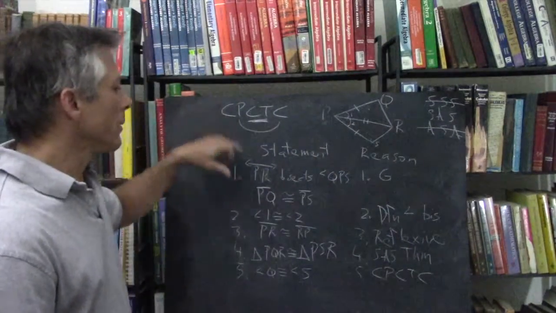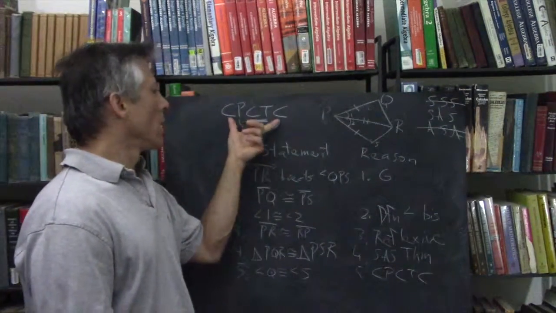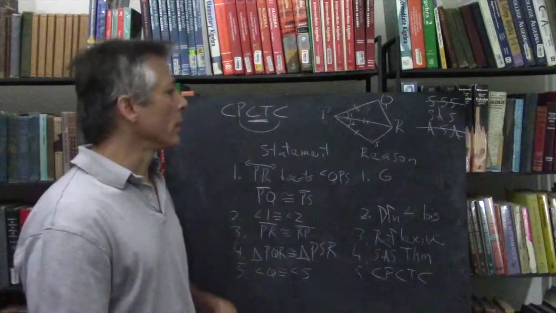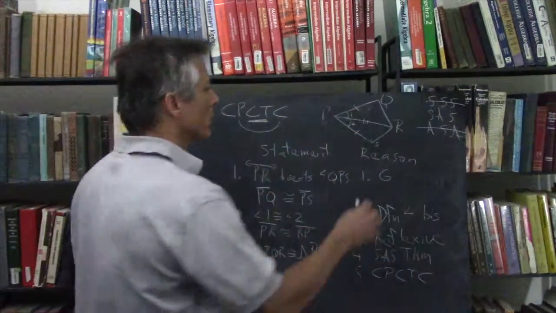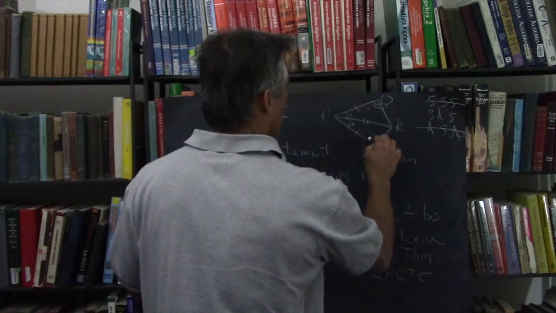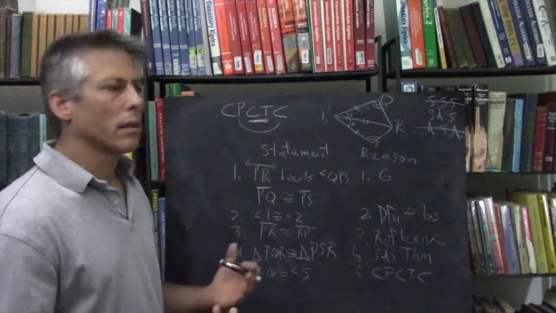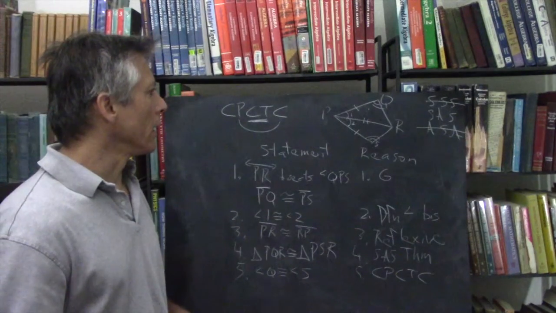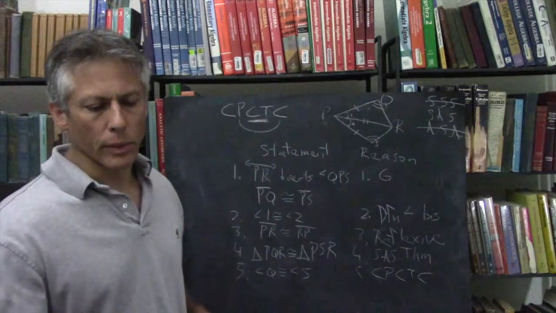And we call that CPCTC. Because when you have congruent triangles, then the parts of the triangles will be congruent, the corresponding parts. So angle Q is congruent to angle S. Okay. You might have to study that, rewind this and go over it again in case it didn't sink in. Let's go on to number 2.